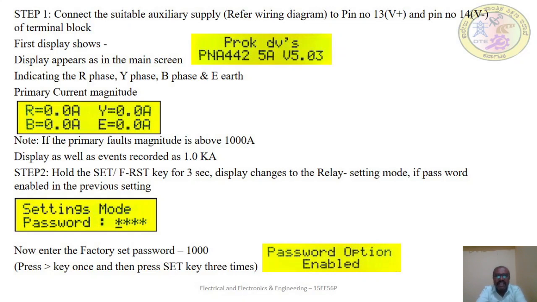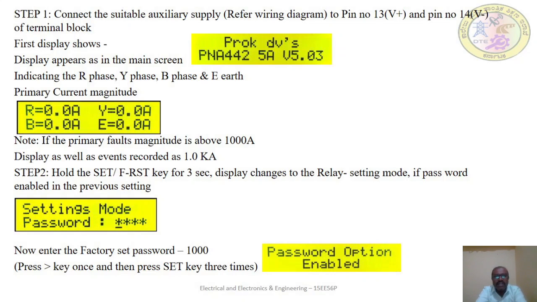First, connect the suitable auxiliary supply, referring to the wiring diagram, to pin 13 and pin 14 of the terminal blocks. The first display shows the company name and the model name, and then the display appears as the main screen indicating R, Y, B phase and E primary current magnitude. Initially it will be 0. If the primary fault magnitude is above 1000 amps, the display as well as the event is recorded as 1.0 kA.